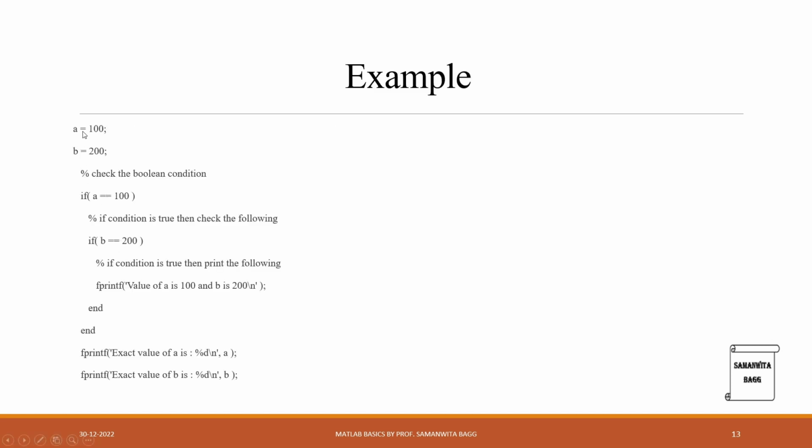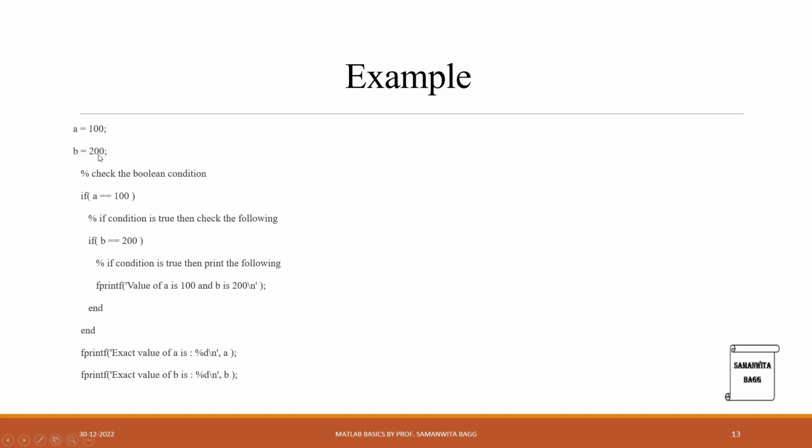So suppose I have A is 100, B is 200, check the Boolean condition. If A is equal to 100, then it will go to the next one. B should be equal to 200 as it is given here. So you can see this is 200, so it is equal. So what it will print is value of A is 100 and B is 200.